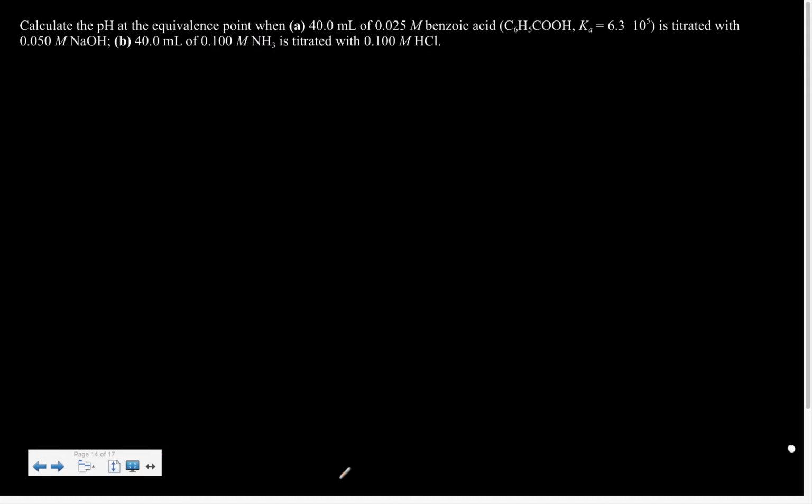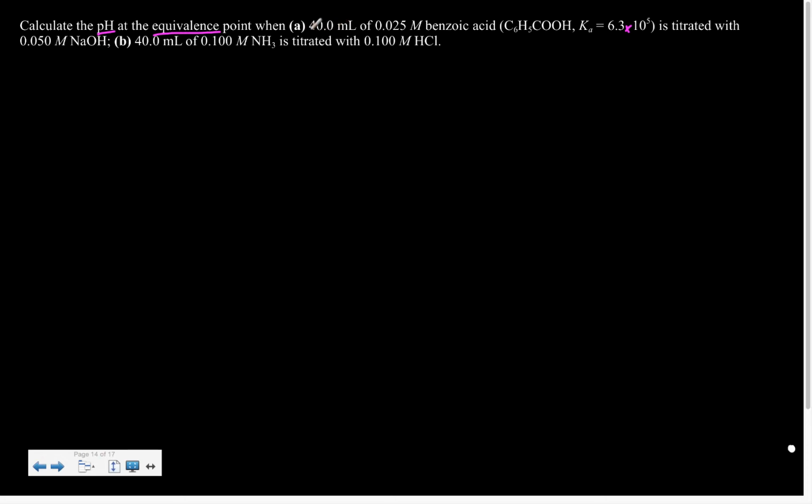Okay, next up, calculate the pH at the equivalence point when 40 mils of that is titrated with 0.05 molar NaOH. So if we have 40 mils of this, now it doesn't need to tell us how much of that is being added. We know that we're at the equivalence point, which means what? Which means there is neither any benzoic acid nor is there any sodium hydroxide. What there is, though, is a significant amount of, ding, ding, ding, benzoate ion.